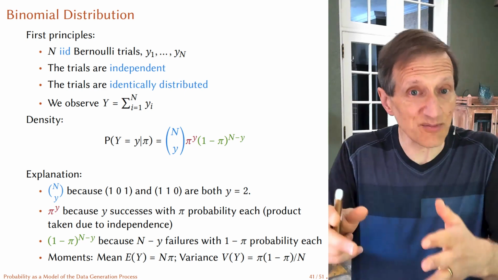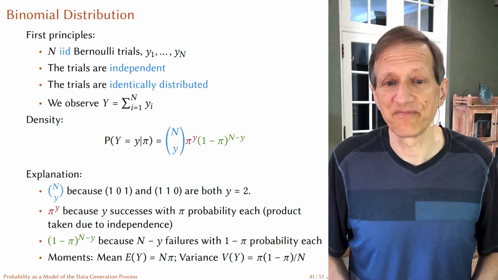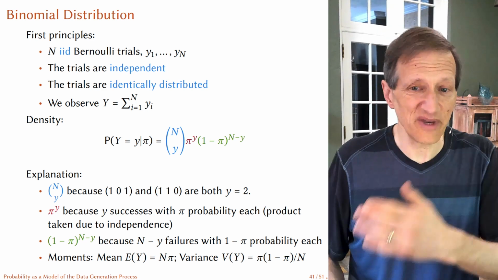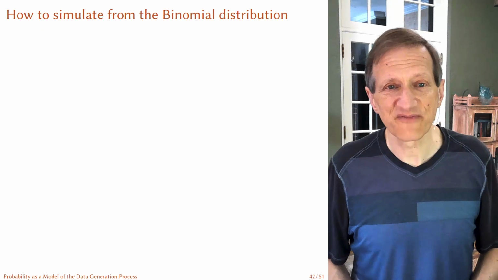So these make sense because it was built on the Bernoulli distribution. Basically, it's the Bernoulli results, but multiplied by n for the mean and for the variance.